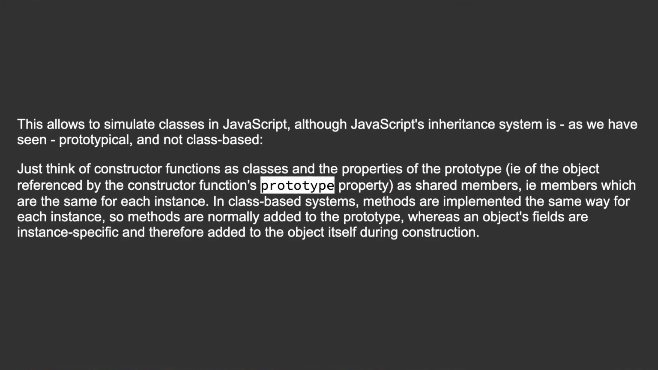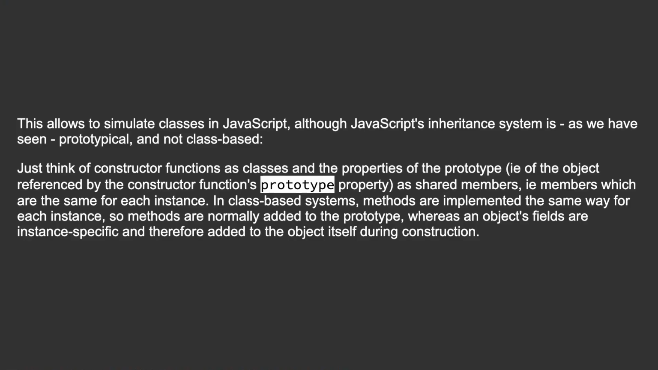This allows to simulate classes in JavaScript, although JavaScript's inheritance system is, as we have seen, prototypical, and not class-based. Just think of constructor functions as classes and the properties of the prototype, i.e. of the object referenced by the constructor function's prototype property, as shared members, i.e. members which are the same for each instance. In class-based systems, methods are implemented the same way for each instance, so methods are normally added to the prototype, whereas an object's fields are instance-specific and therefore added to the object itself during construction.